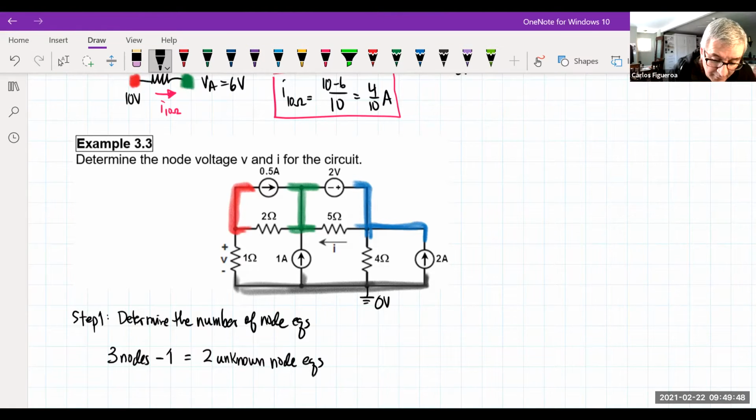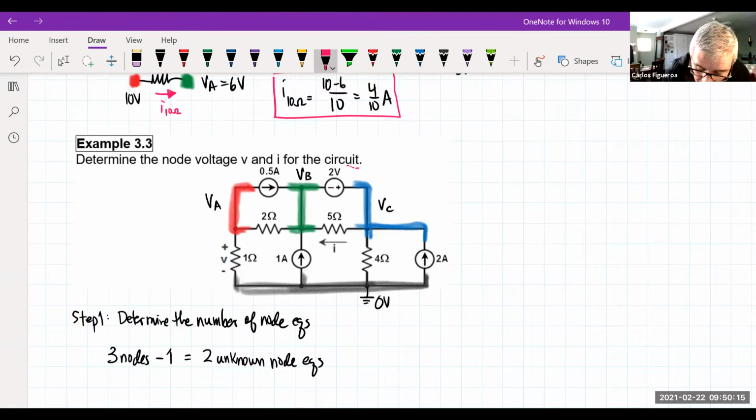I'm going to go label them. I'm going to call this guy VA, VB, VC. Okay? So I know that I have three unknown node voltages. So then I ask, where is that voltage source connected? And I can see here it connects nodes B and C.